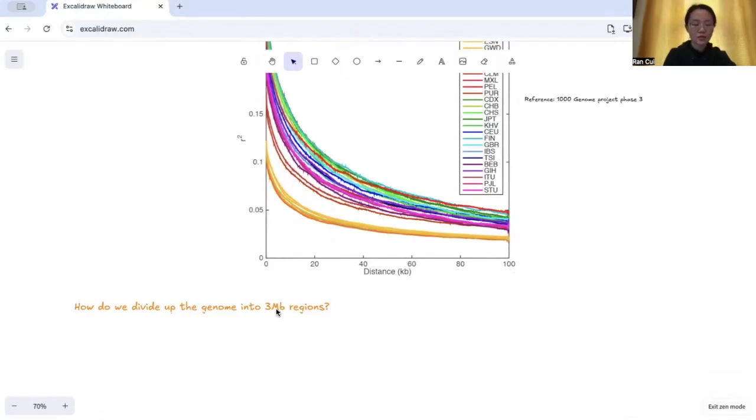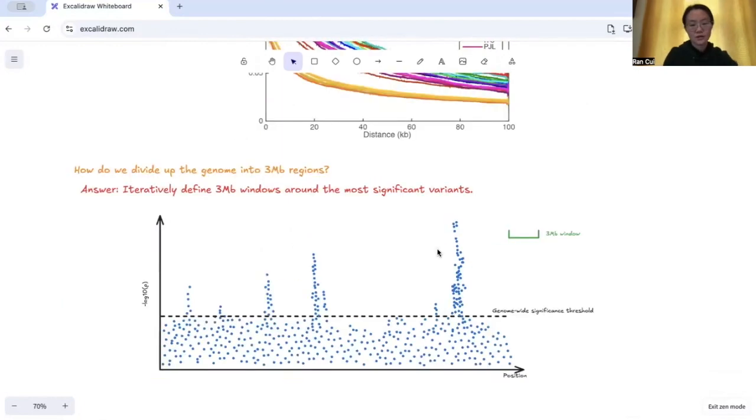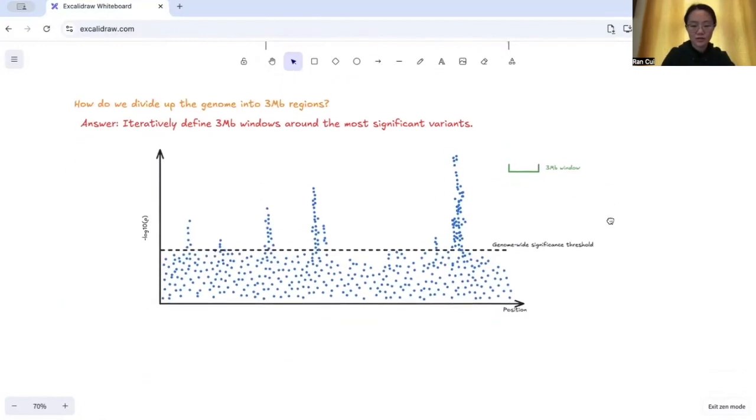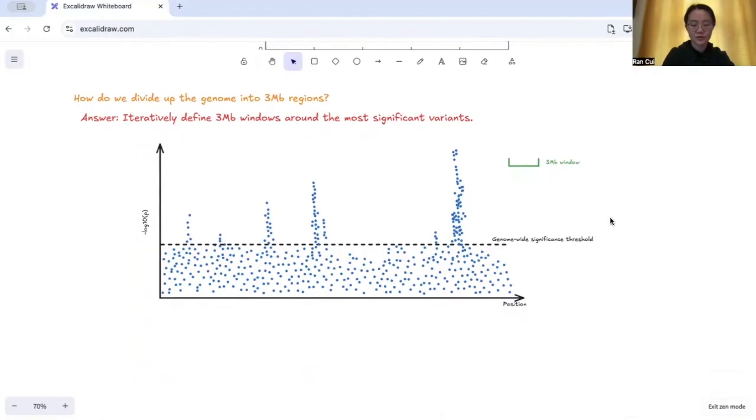Then how exactly do we divide up the genome into these 3 megabase pair regions? And the answer is iteratively. So I have drawn this toy example of the genome, and this is the GWAS significance threshold. The y-axis is the negative log 10 p-values, and the x-axis is the genomic positions of the variants. Each dot is a variant. And this is how big a 3 megabase pair window is. Of course, the genome actually is much bigger than this, but this is just a toy example.